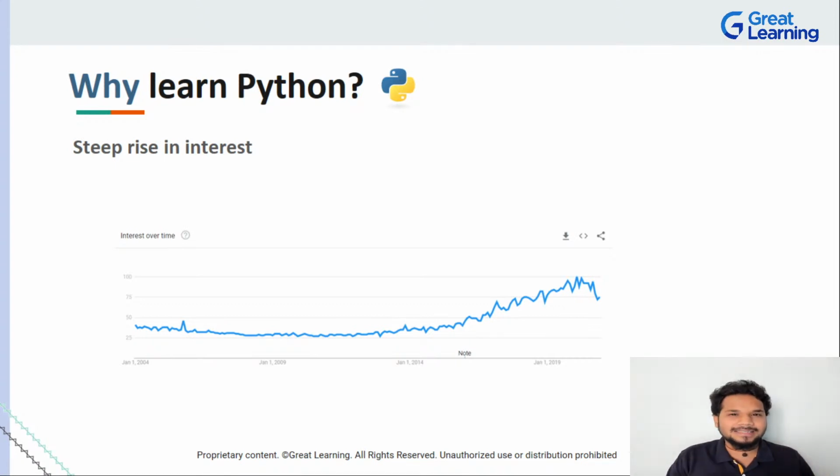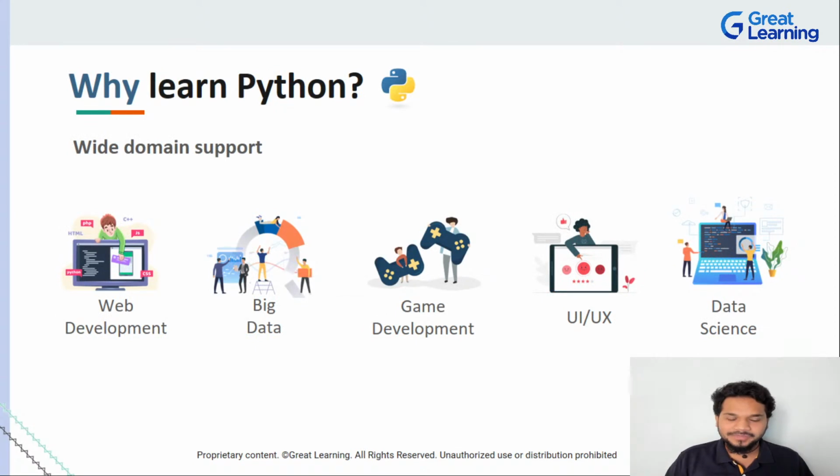Think about JavaScript, right? Think about React.js. Think about all of these flavors of JavaScript which came into the picture, right? As soon as they came, they took over the market and became the most popular tools. Similarly, Python did that for the world of programming, right?